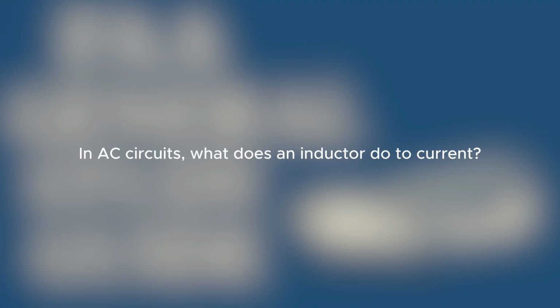In AC circuits, what does a capacitor do to current? Current leads voltage. In AC circuits, what does an inductor do to current? Current lags voltage.